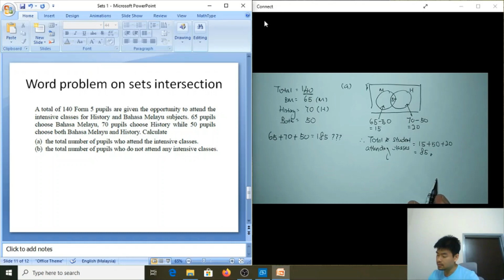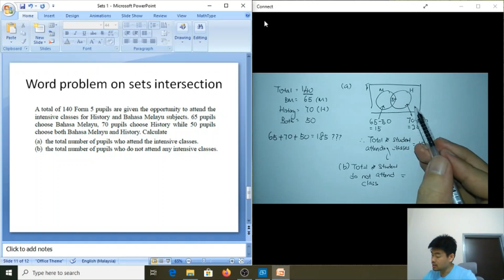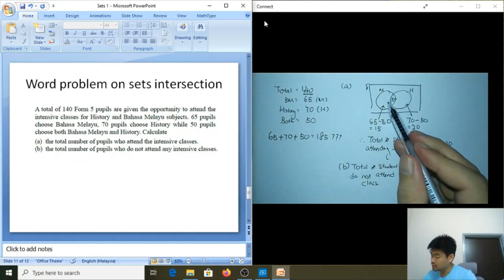Do you get that? Now let's look at B. Number of the students who do not attend any classes. Total number of students who do not attend class. So this is easy, right? You find the number outside set M and set H, right?